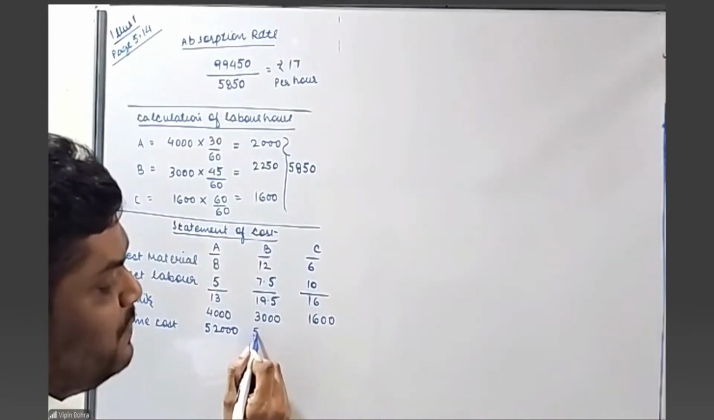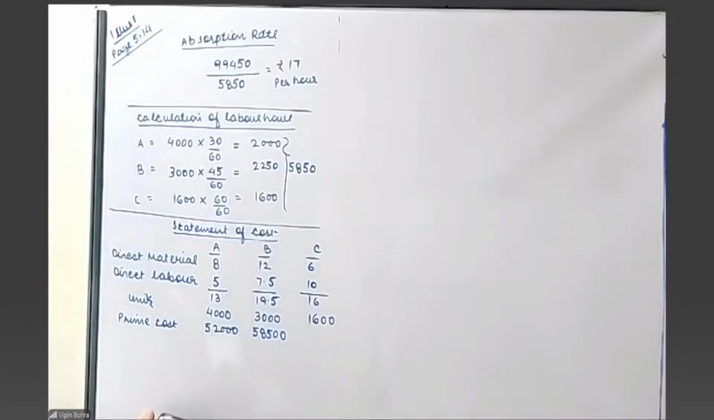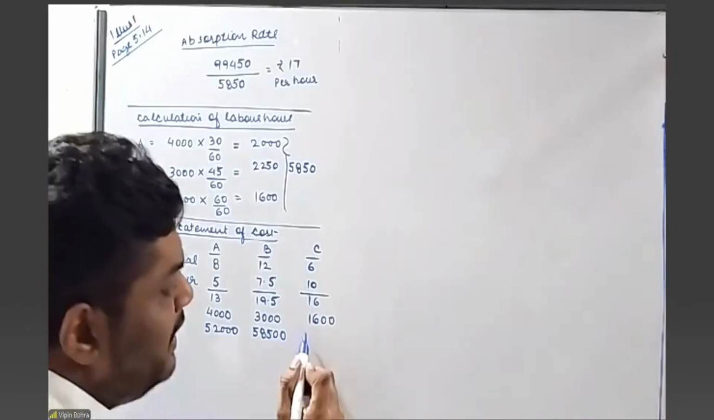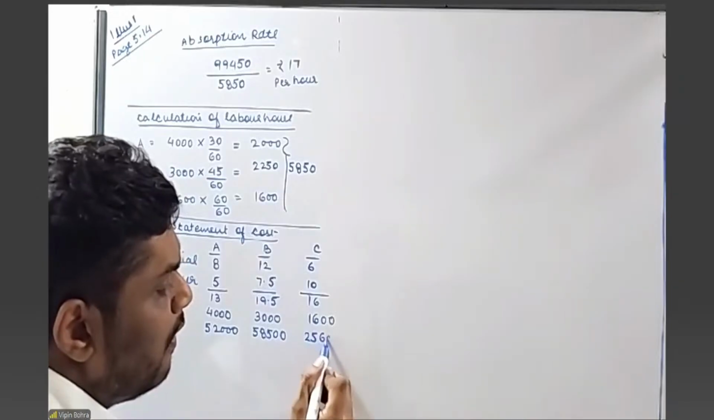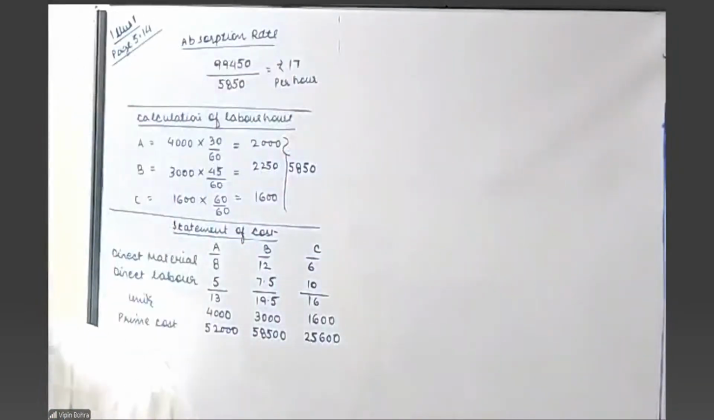Why we write it as prime cost, I'll be discussing in detail in cost sheet. 58,500 and this is 25,600. So we are done with the calculation of total material cost and labor cost. Very good, Shamli. Now, let's start with the overheads calculation.